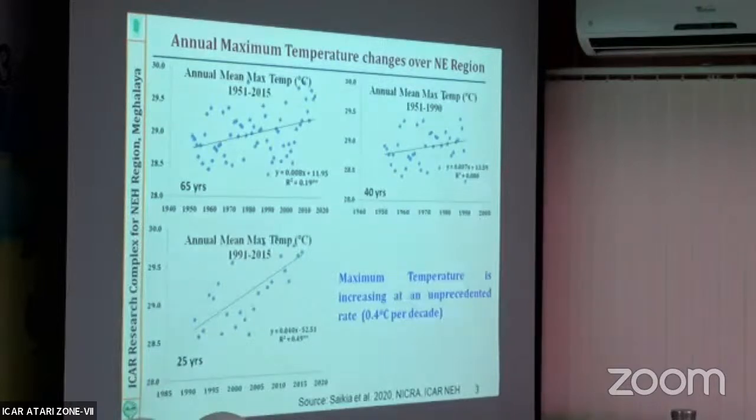The change per decade increases by 0.4 degrees centigrade. So there is a significant change. You can see the graph as well as the steepness of the slope.